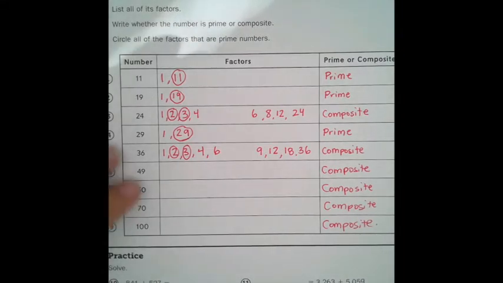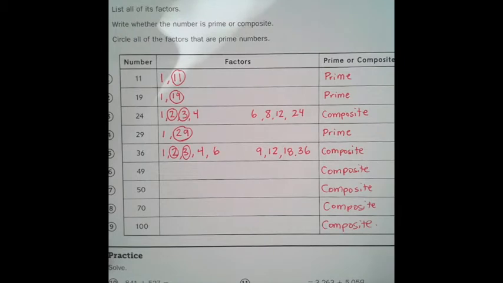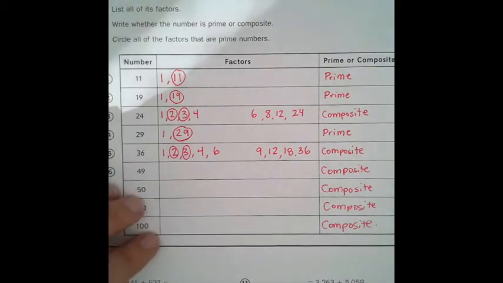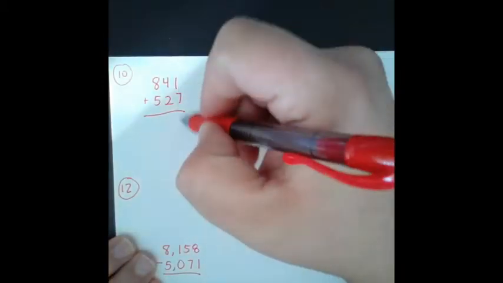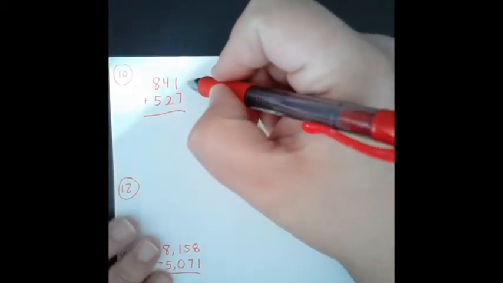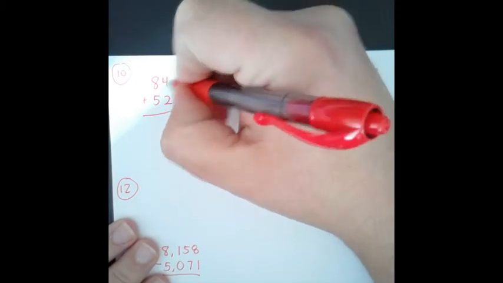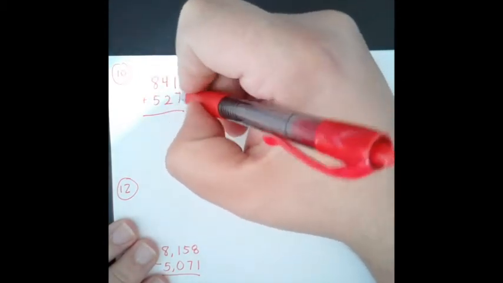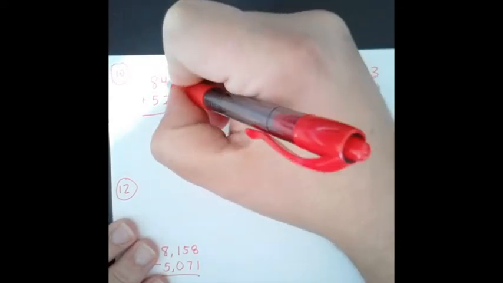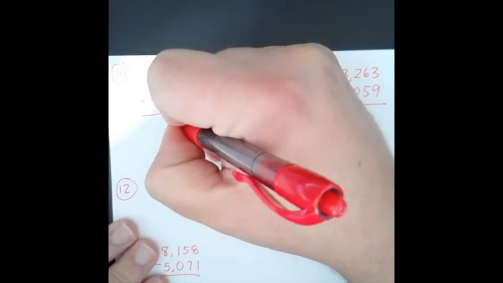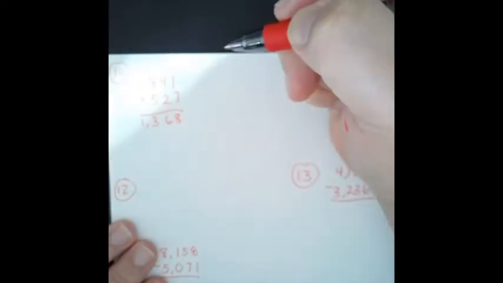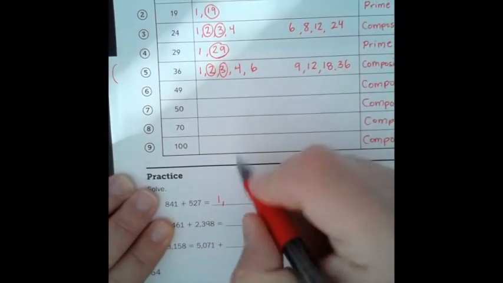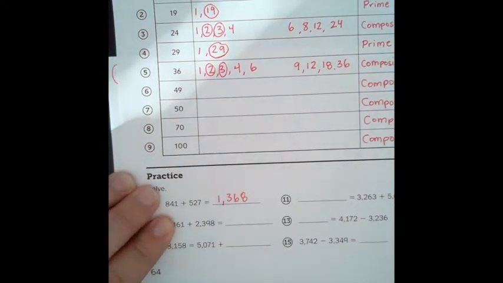All right, so at the bottom there's some practice, there's some adding problems, and a couple of subtracting problems. I'm going to do them on a scrap paper, so we can go through them. Number 10, I stack them vertically because that's easier for me to add or subtract. So for number 10, we're adding 841 to 527, so 7 plus 1 is 8. 4 plus 2 is 6. And 5 plus 3 is 13, so it's a 3 in the hundreds place, and that would make it 1,368. Write that in there, 1,368.